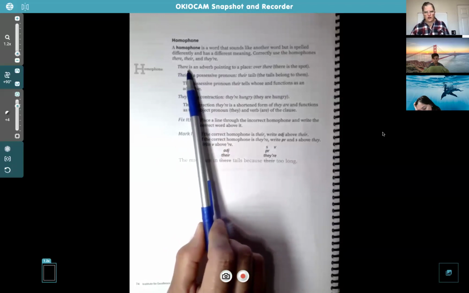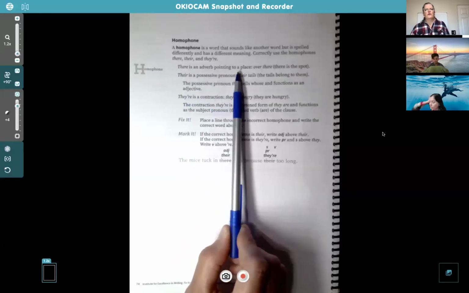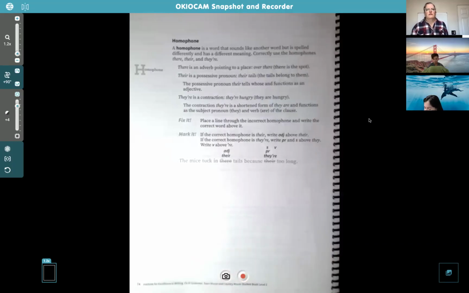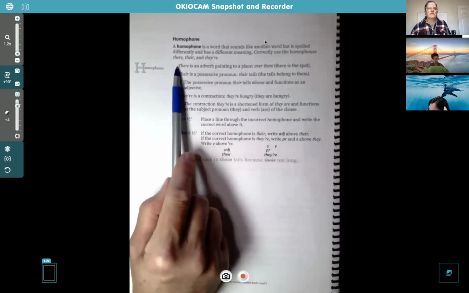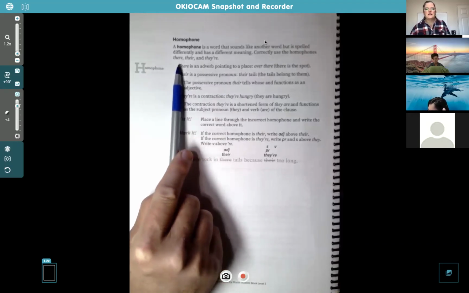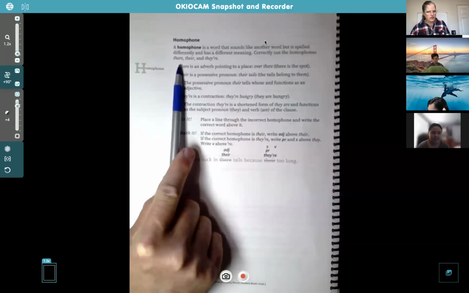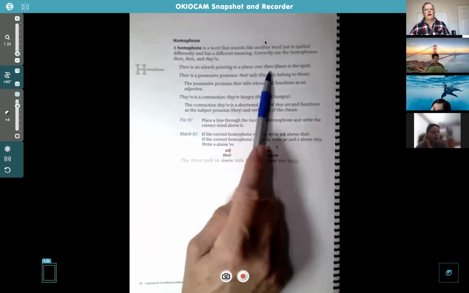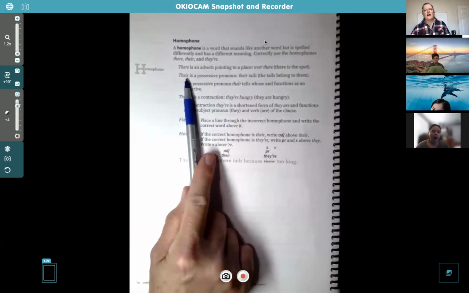So the first one is there. There is an adverb pointing to a place, like over there. There is the spot. A way for me to remember that, I don't know if I told you this last year, is to cover up the T, and then you see the word here, and that can help you remember how to spell it. That word means like here or there. That's a spot.